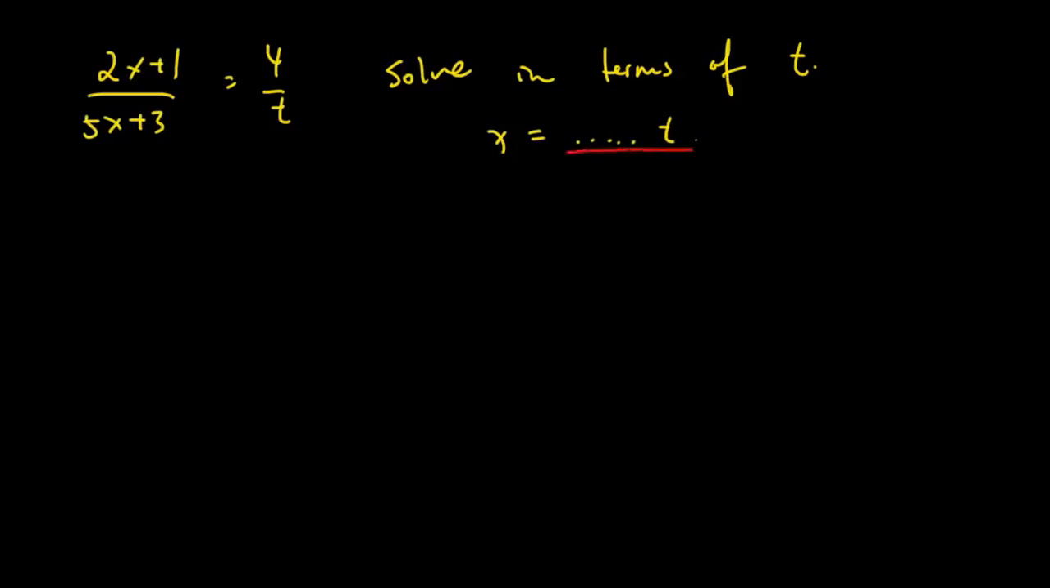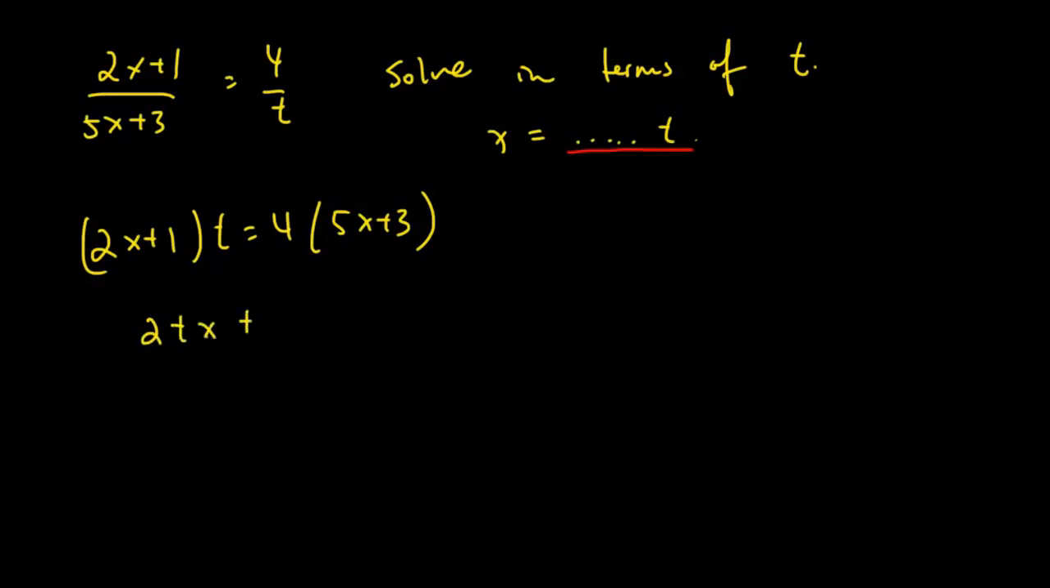Again we're going to use the cross multiplication method. So (2x plus 1) times t, and then 4 times (5x plus 3). Okay, so what do we get? We get 2tx plus t equals 20x plus 12.